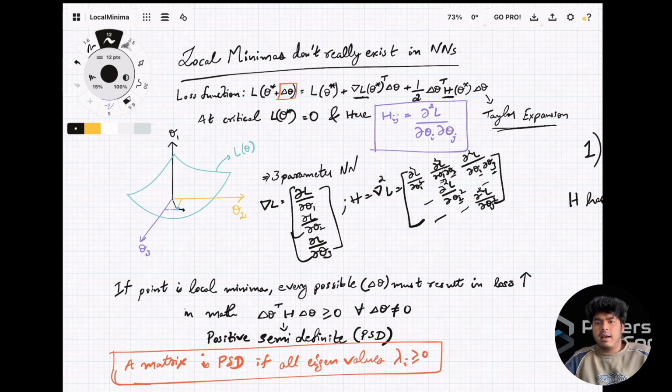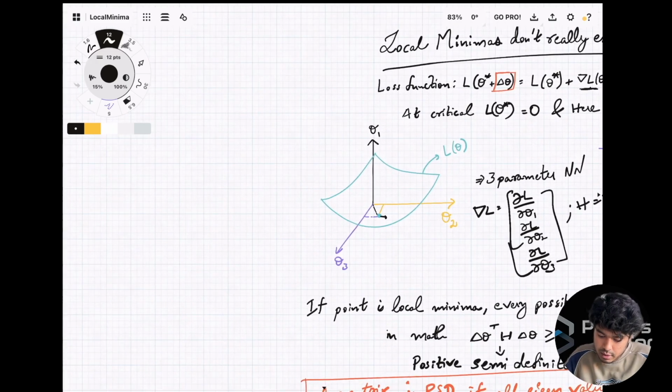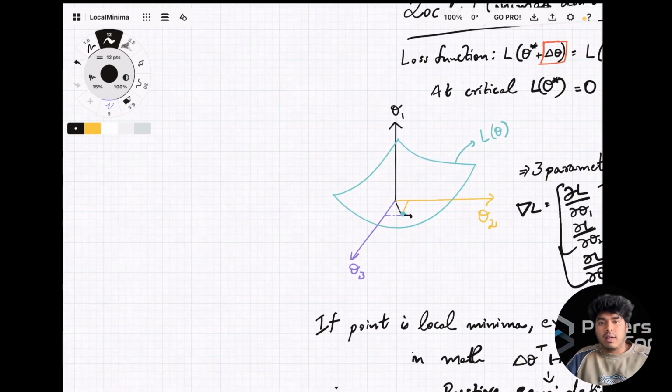How can we say that local minimas don't exist? Like, that's a very radical thing to say, right? Because that kind of goes against the intuition that you have built up, right? So let's look at an example. So what is a local minima, right?